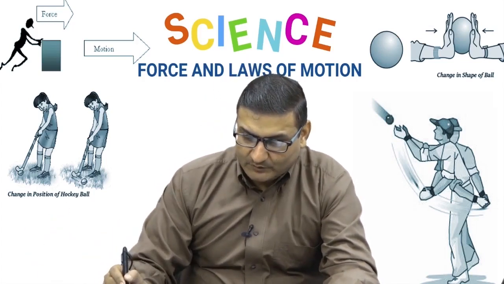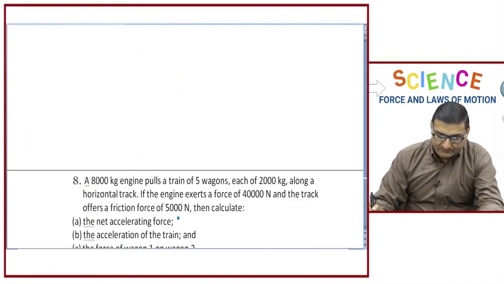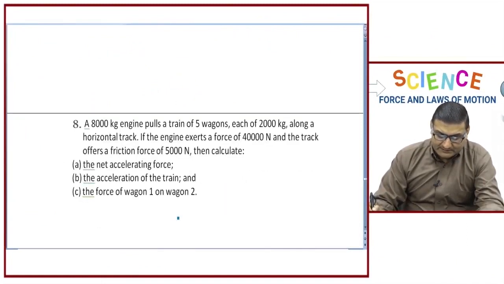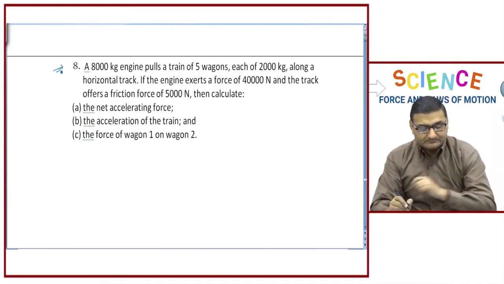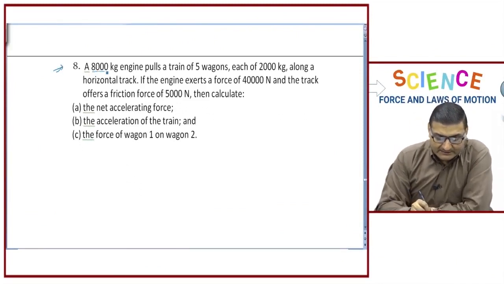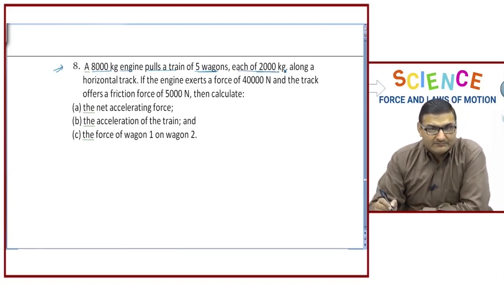Let us see a few more examples. Now this is a very good example. This requires a bit of thought process. Let us see how. An 8,000 kilogram engine pulls a train of 5 wagons, each of 2,000 kilograms.